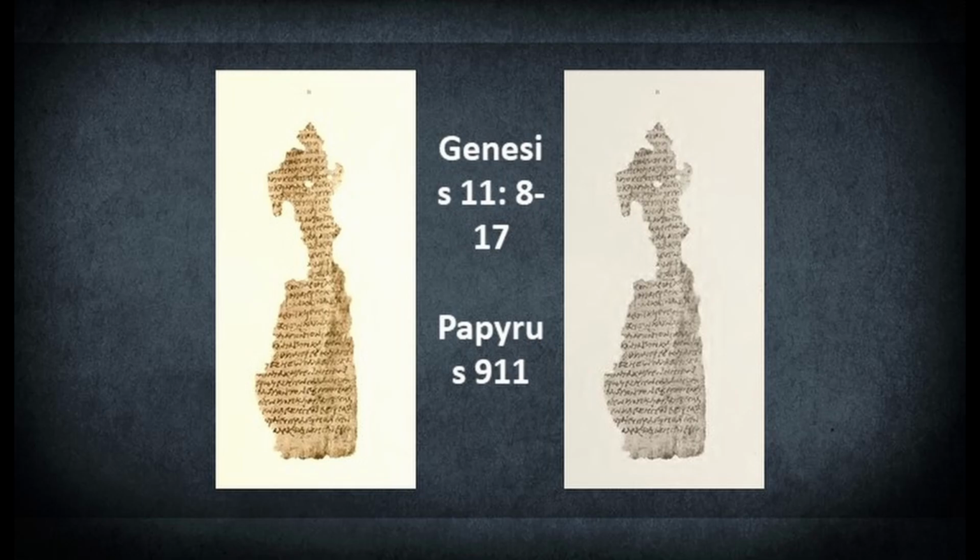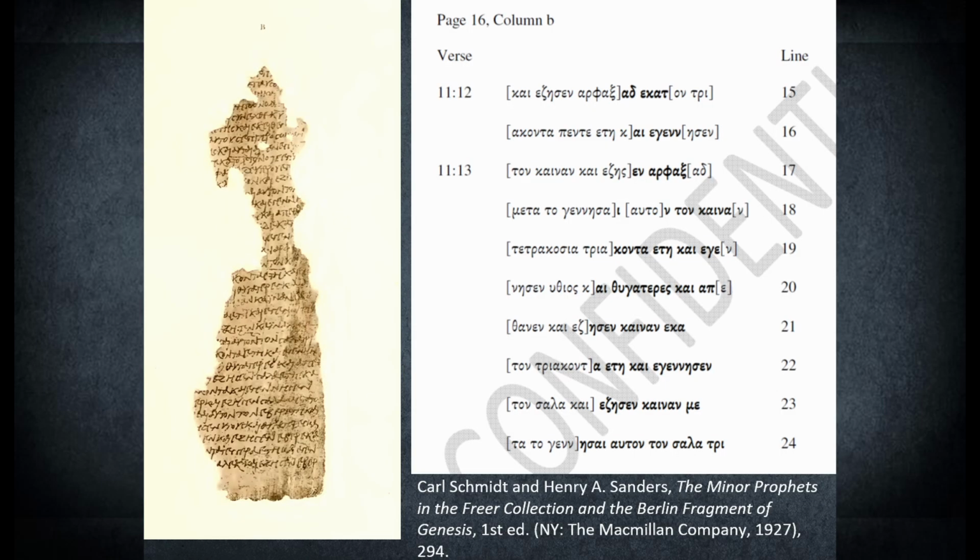But they didn't have it. I ran into a dead end. But I did find a low-resolution version from the book online. You can find this at archive.org. And here is an image of the manuscript of Papyrus 911. And here's the transcription by Schmidt and Sanders; Schmidt was a German scholar.